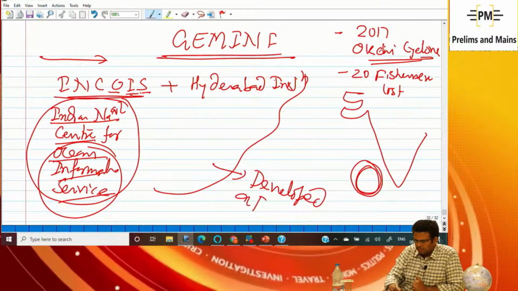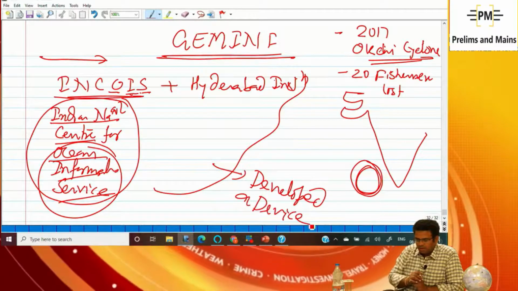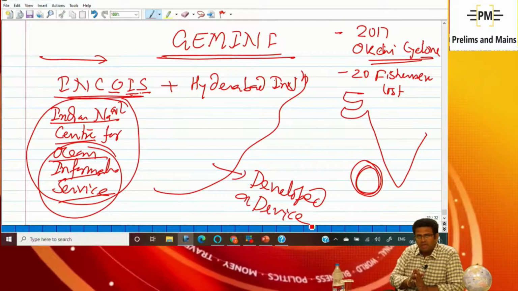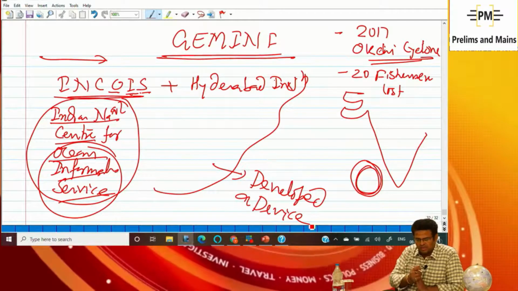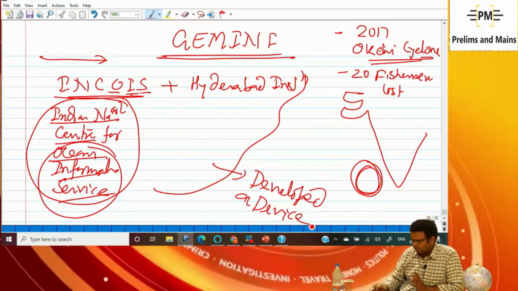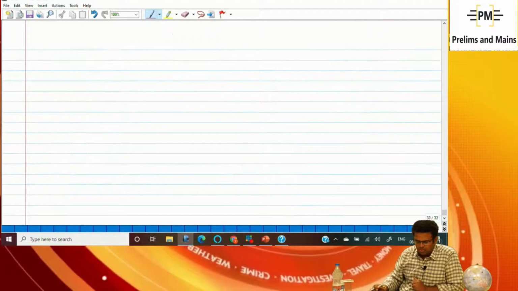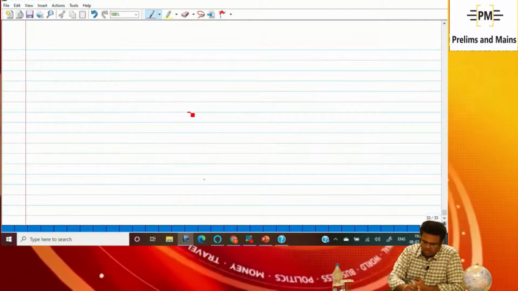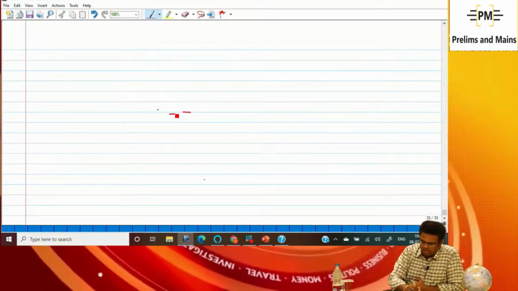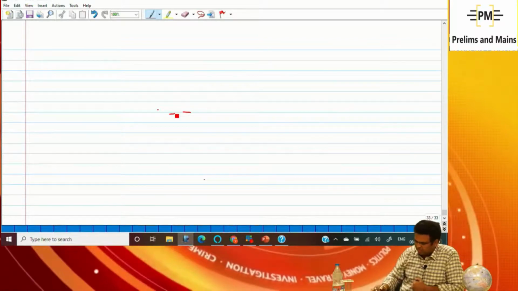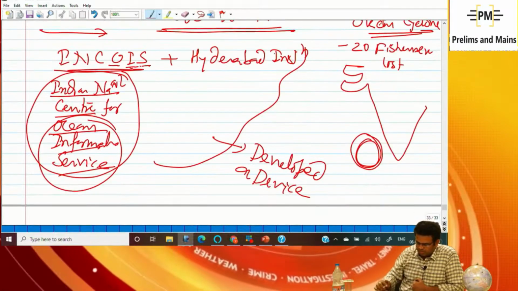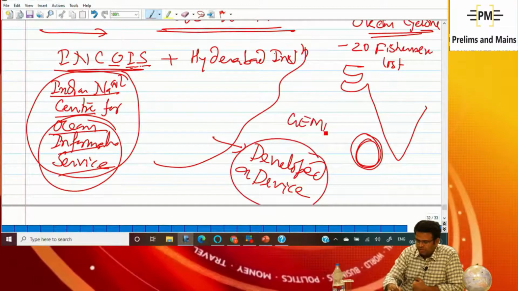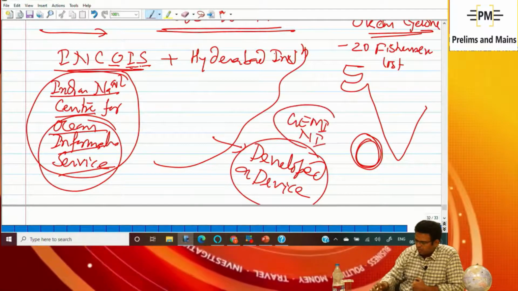a device. They developed a device. INCOIS and a Hyderabad Institute, a private institute, also one private institute is there. And the name of this developed device is Gemini. And what did they say?